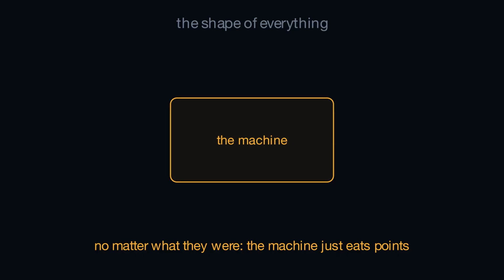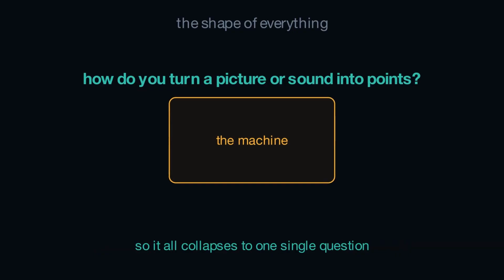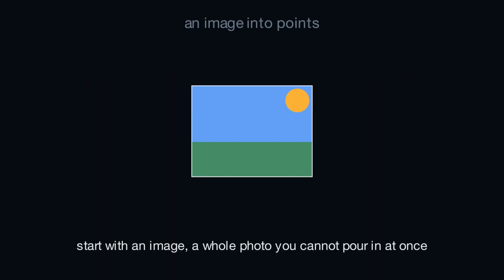So the entire problem of giving an AI eyes and ears collapses down to a single question. How do you turn a picture or a sound into points? Start with an image. You cannot pour a whole photo in at once, so you do the very same thing you did to a sentence. You cut it into pieces.